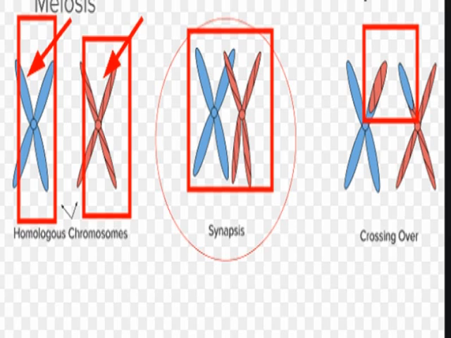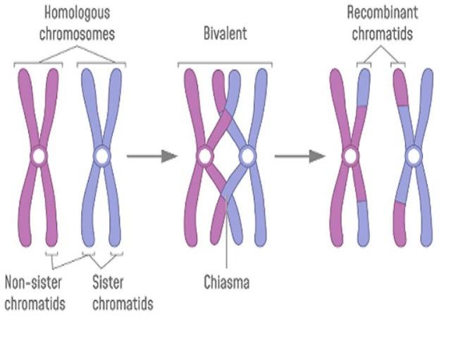But the process is not completed. This is the first step, and the synapsis happens in the first step. They pair with each other. They swap the genetic material, and now they are recombinant. Understand now what is recombinant? Because the combination has been done again. So re means again, recombinant. Now they are recombinant chromatids.